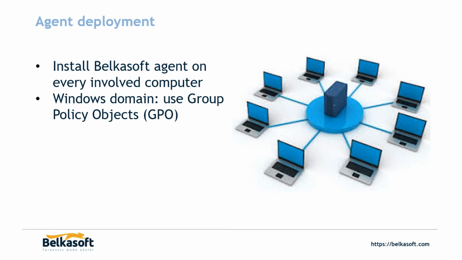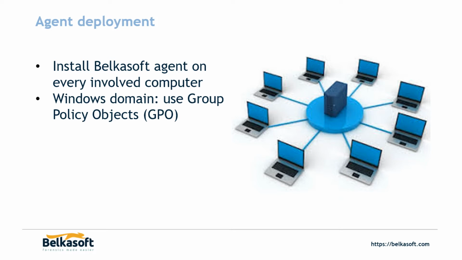With Belkasoft, it is easy to make partial acquisition of this kind. First, you deploy agents on every computer you need to acquire. There are different methods available depending on your network infrastructure. You can use WMI, which is Windows Management Instrumentation, or GPO, which is Group Policy Objects.